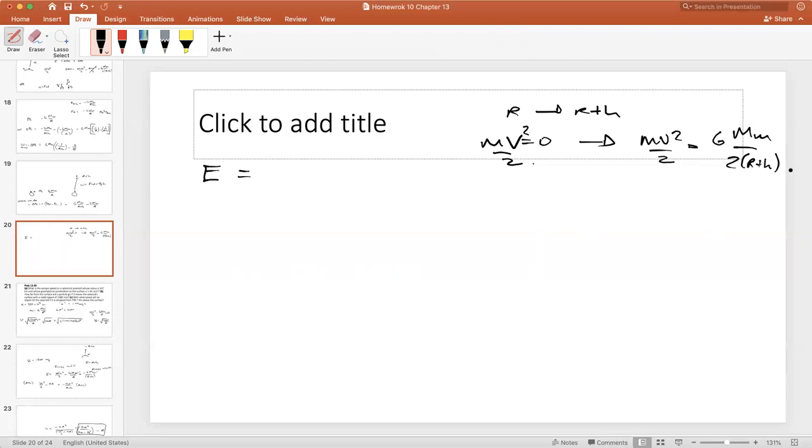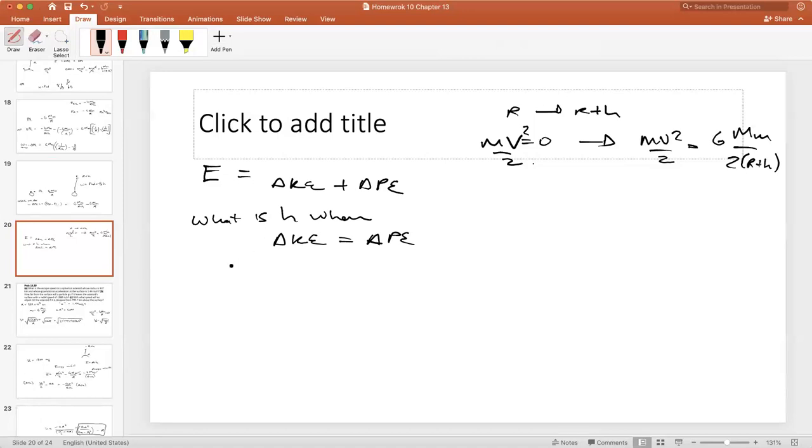So we need the energy to move it from R to R plus H, the potential energy, and this. So that is the change in kinetic energy plus the change in potential energy. Now the change in kinetic energy has to equal the change in potential energy. That's what is stated in the problem. We want to know what is H when the change in kinetic energy is equal to the change in potential energy?